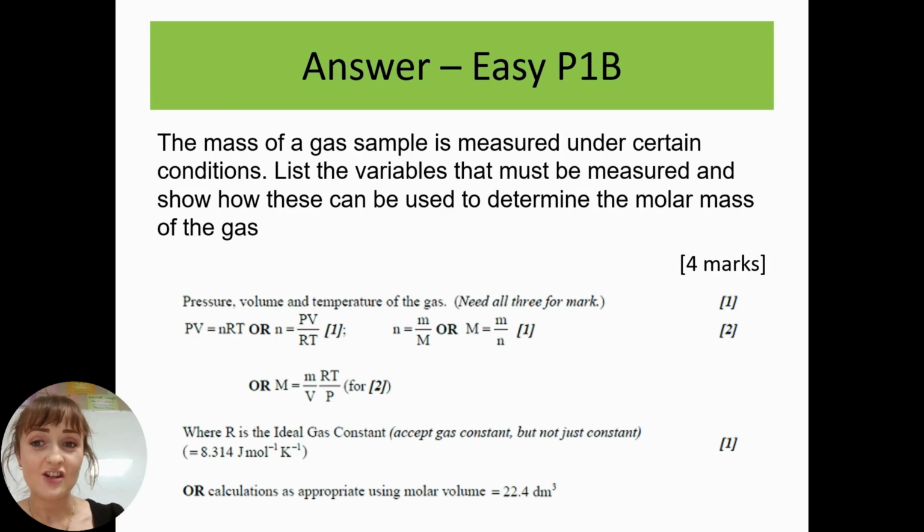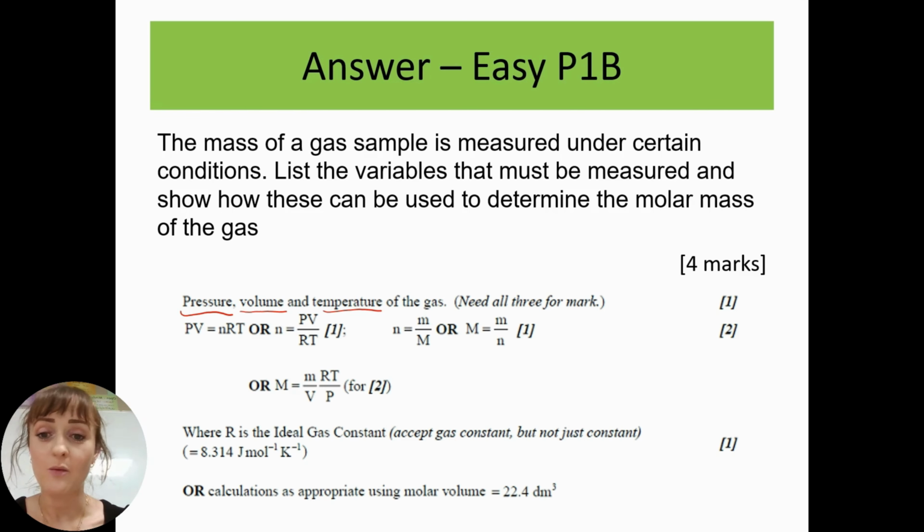The question is essentially asking you to list the variables that you would have to measure in order to determine the molar mass of the gas. So think back to the experiment we just did. The first mark is given for you identifying the fact that you would have to collect the pressure, the volume, and the temperature of the gas.